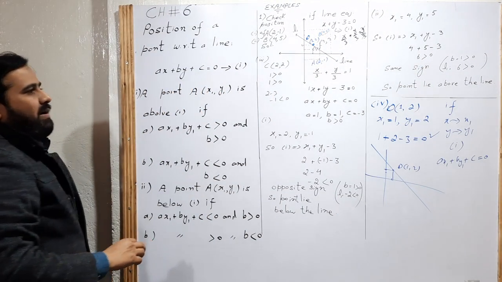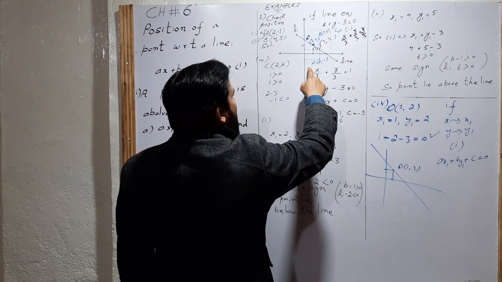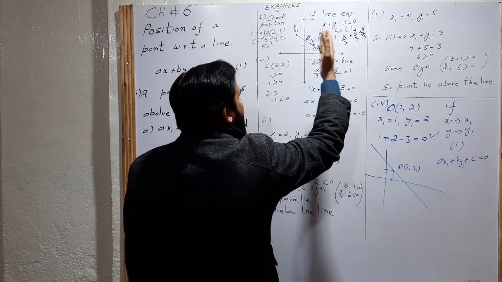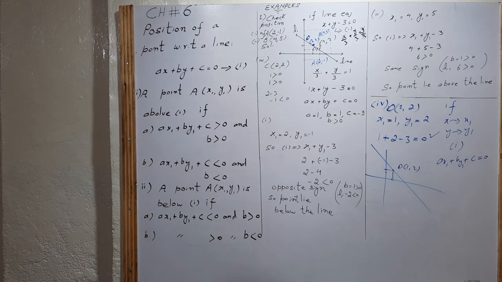So in this case the points lie on opposite sides of a line, and clearly A lies below the line and B lies above the line, and this is the idea of a point with respect to a line, and it is all about the position of a point with respect to a line.